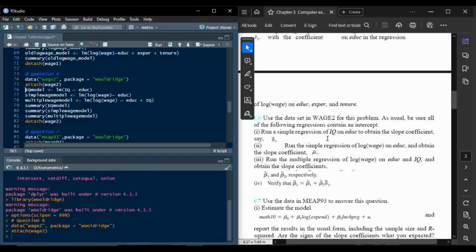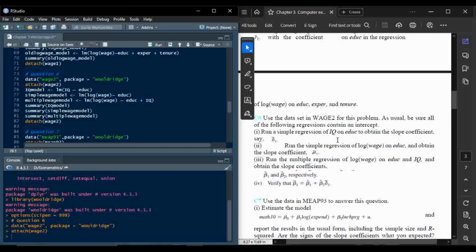Now, what is the endpoint of this question? It asks to verify this relationship: beta 1 tilde equals beta 1 cap plus beta 2 cap into delta tilde 1. Okay, so what is the difference between beta 1 tilde and beta 1 cap? Beta 1 tilde is being used to differentiate from beta 1 cap because beta 1 tilde means that this coefficient has come from a simple regression model. It has come from an underspecified model, and beta 1 cap represents that this coefficient has come from the multiple regression model or a better specified model.